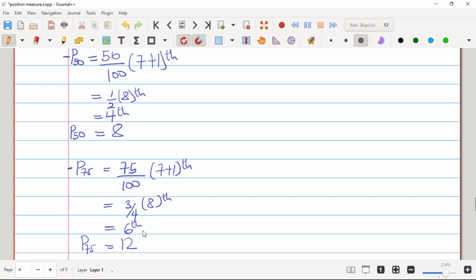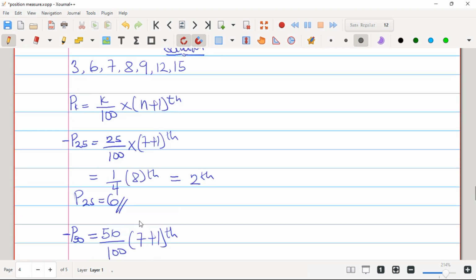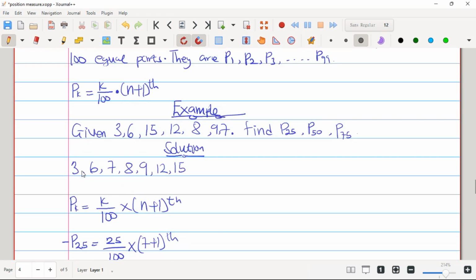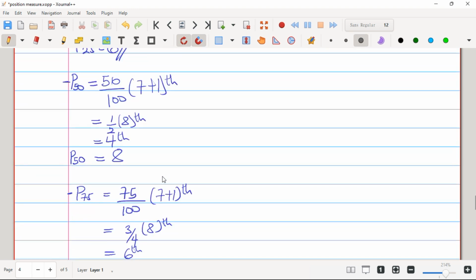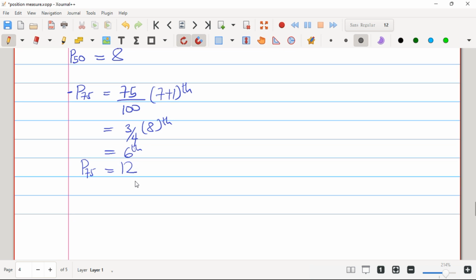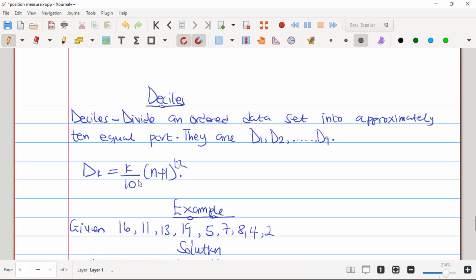6th position. And for our 6th position, we just come to our ordered data here. 1, 2, 3, 4, 5, 6, right? And then that 10, so we are going to get what? 12. So this is how we will calculate for our percentiles, right? So let's go to the last, the deciles, right?